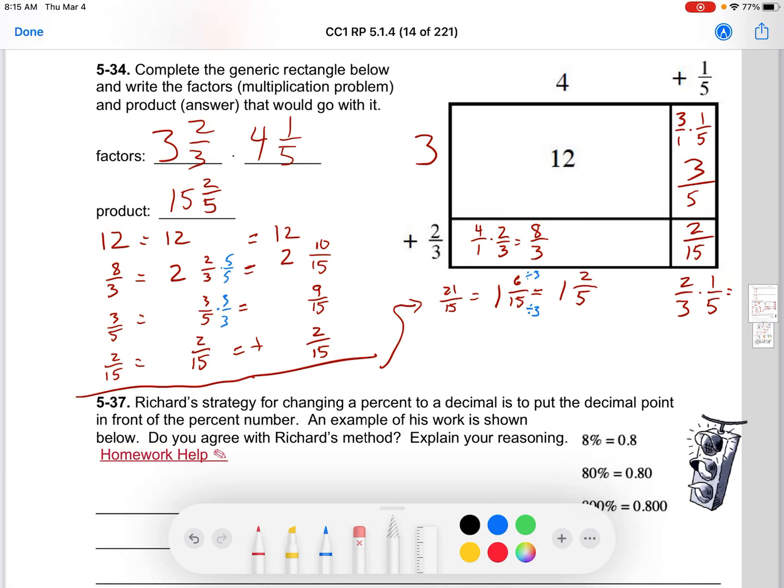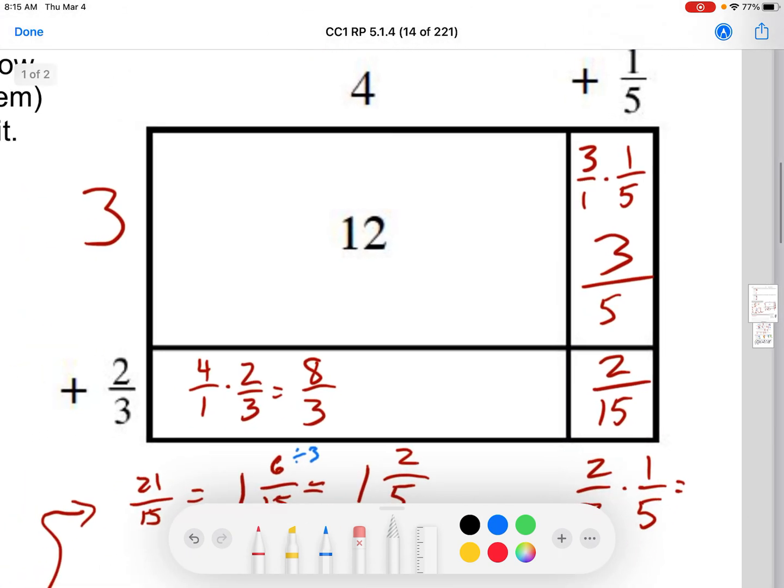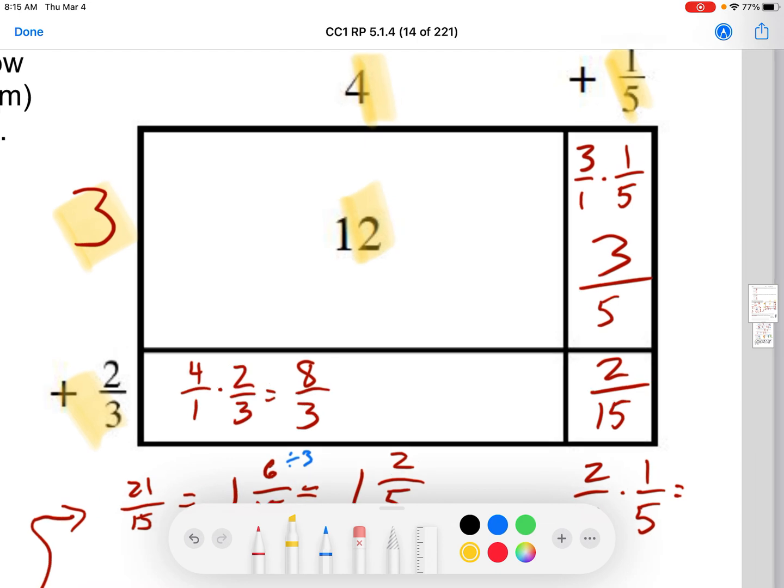So here is 514, number 34 and 37. Okay, and so what we're given is, I'm going to leave a lot of the work that's on here, but what we're given is the 2/3, 12, 4, and the 1/5. And what we're going to do is try to figure out the rest of this generic rectangle. The gimme is that's got to be a 3, right? 3 times 4 is 12. So once we know that 3, it's just a matter of figuring out the area of each box, right?